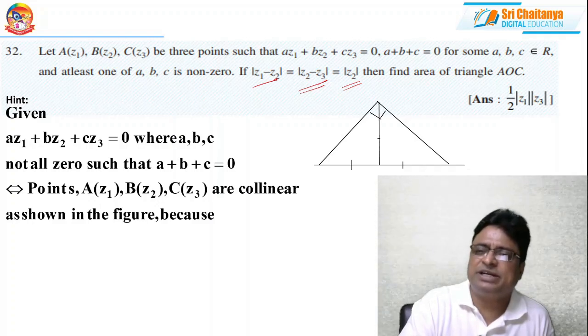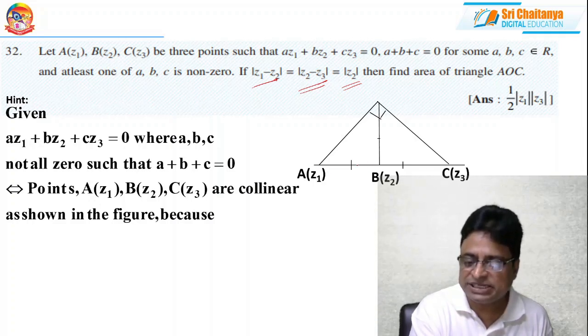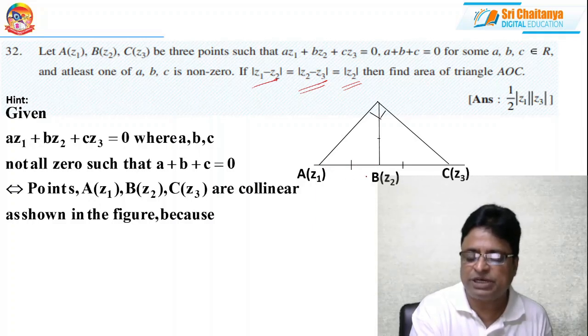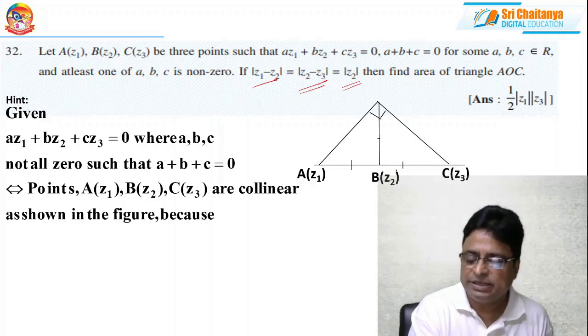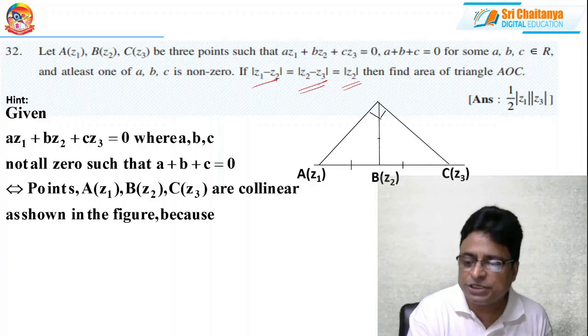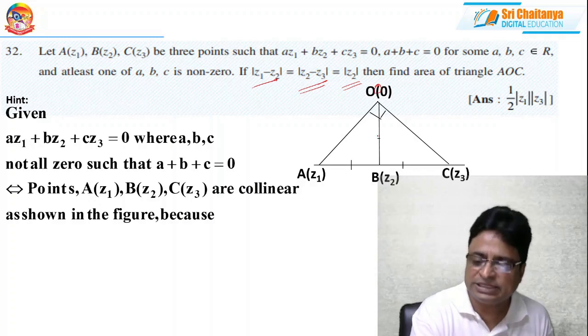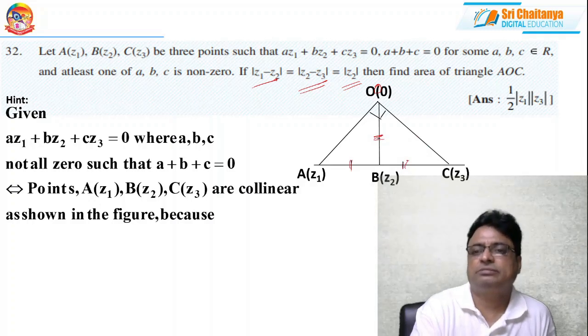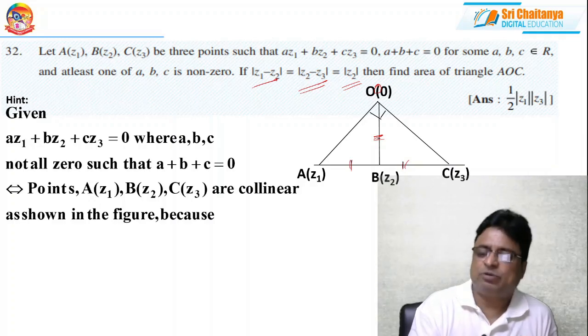So, from the given statement, it is very clear: A Z1, B Z2, C Z3. What is AB? AB means the distance between the 2 points, that is mod of Z1 minus Z2, or Z2 minus Z1 mod. If I am taking mod, there is no problem. What is BC? BC is mod of Z2 minus Z3, which is equal to mod Z2. Mod Z2 means, suppose this point is O, then this length and this length are equal. These 3 lengths are equal. That is the question given for you.